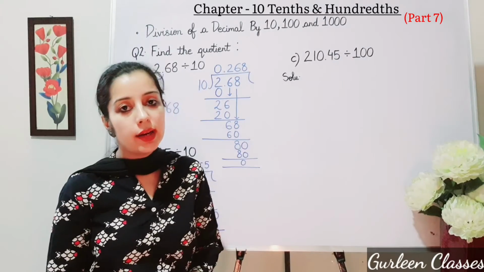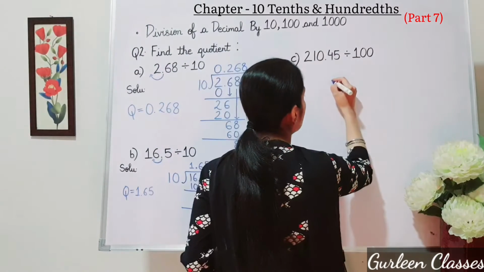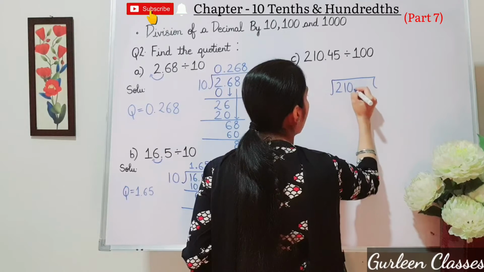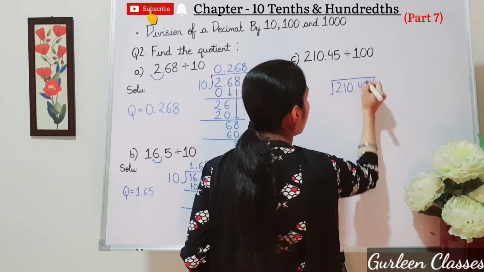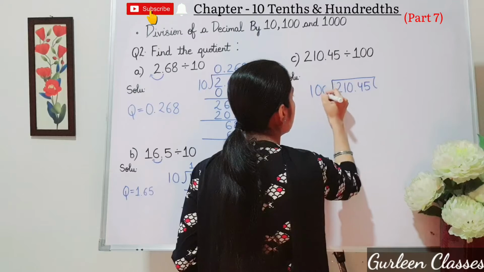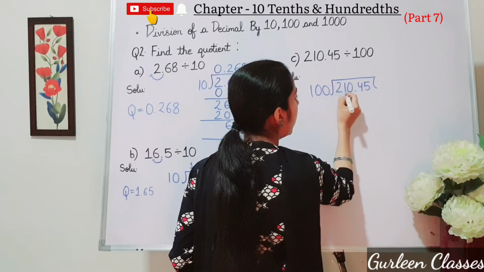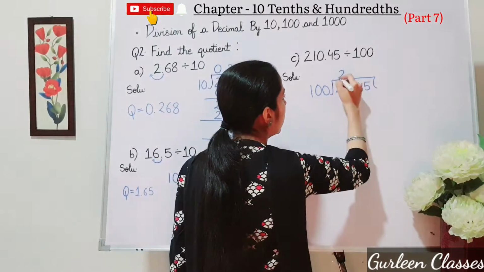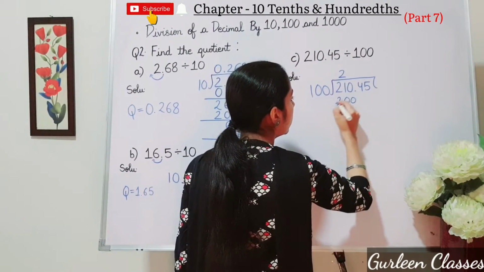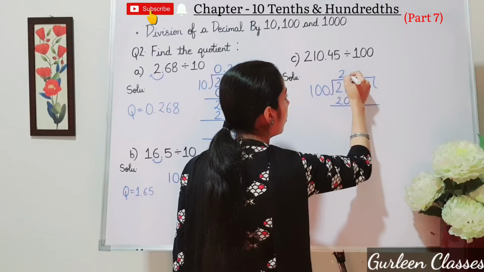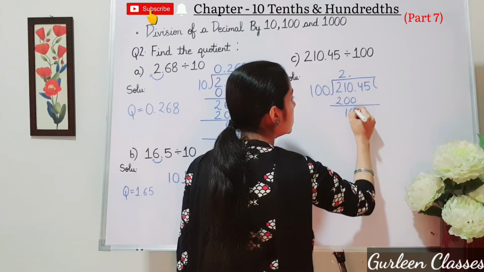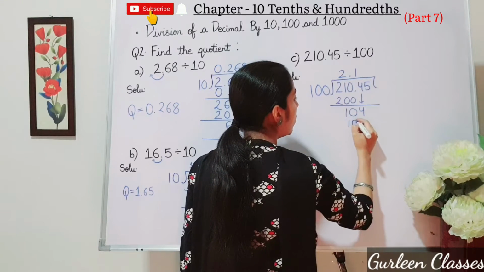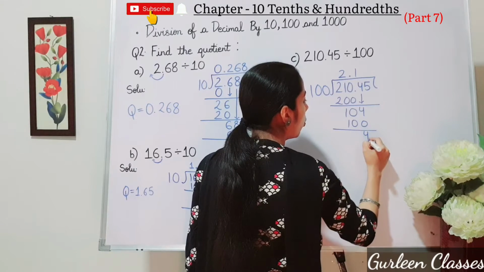Now C bar: 210.45 divided by 100. Let us divide this by the long division method. Here the dividend is 210.45 and the divisor is 100. Before the decimal point, the whole number part is 210. 100 twos are 200. Now there will be a decimal point. Subtract; 1, 0 and 4 will come down. 100 ones are 100. 4 minus 0, 4.